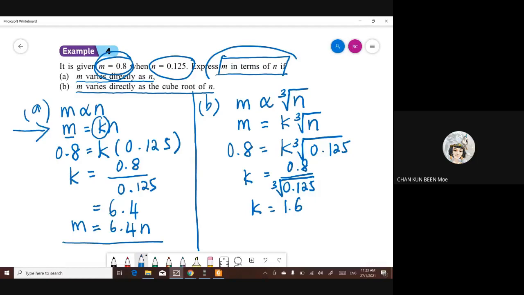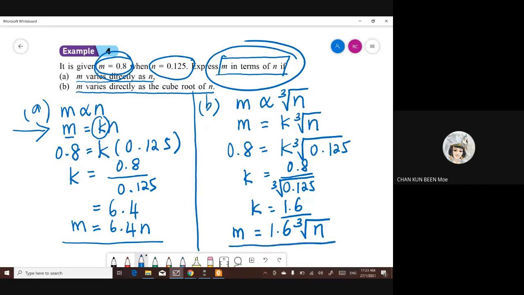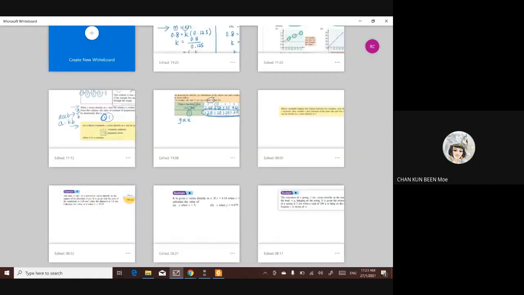Therefore, again, go back to this to answer the last part. M equal to K is 1.6. So write down and copy down cube root of n. That's the answer for part B. Okay? Now we continue with example 5.